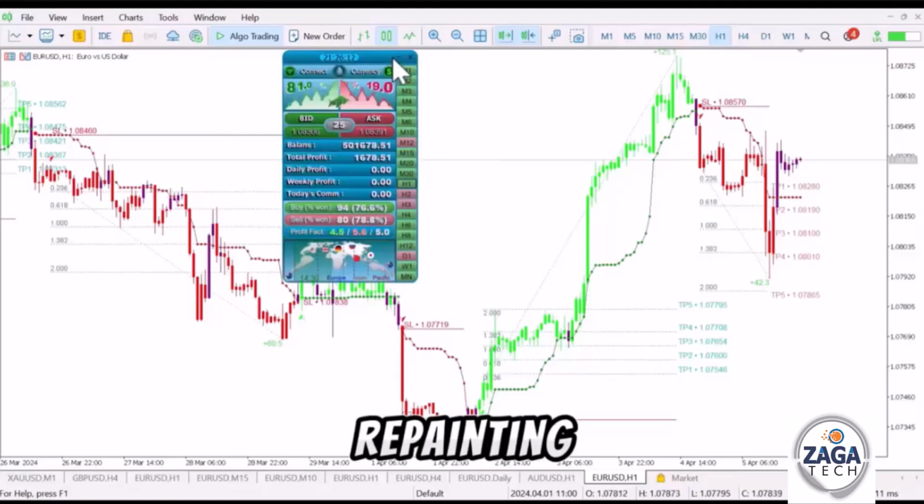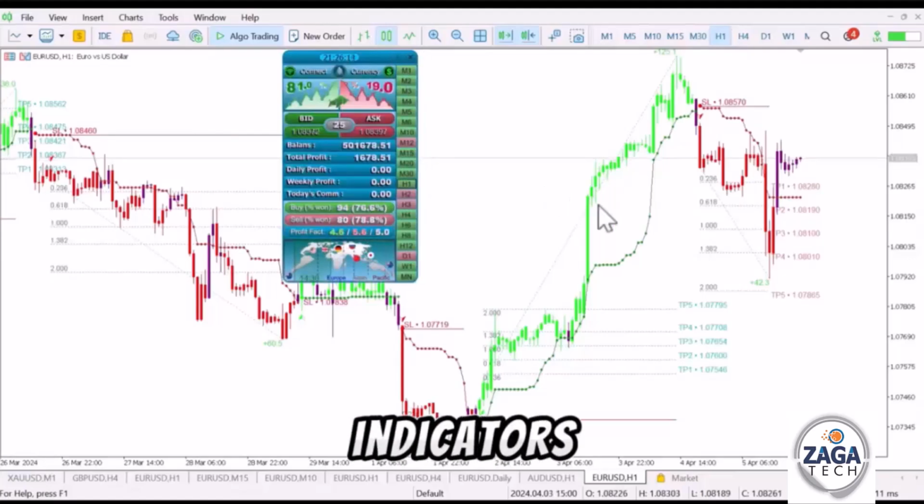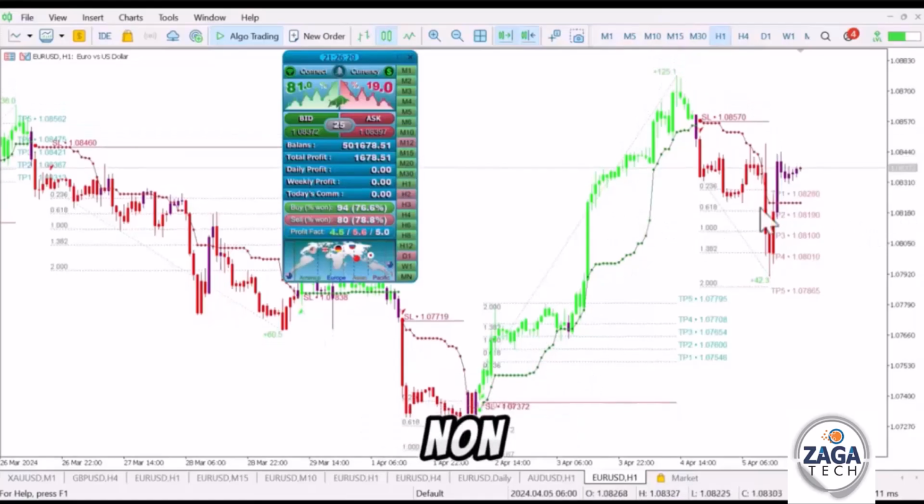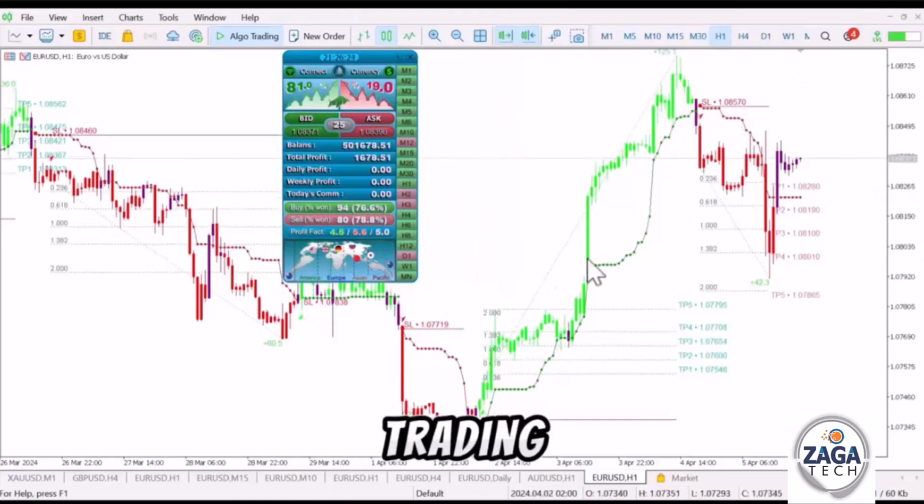1. Non-repainting, non-redrawing, non-lagging indicators. At its core, the Atomic Analyst employs indicators that are non-repainting, non-redrawing, and non-lagging, ensuring reliable signals for both manual and robot trading.